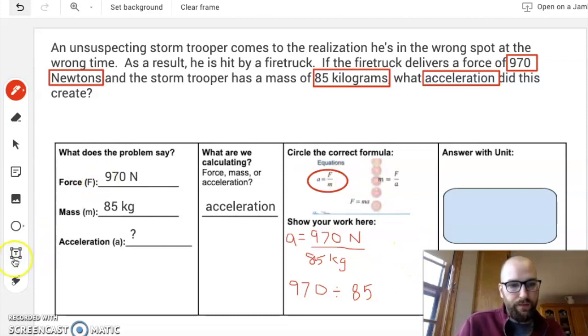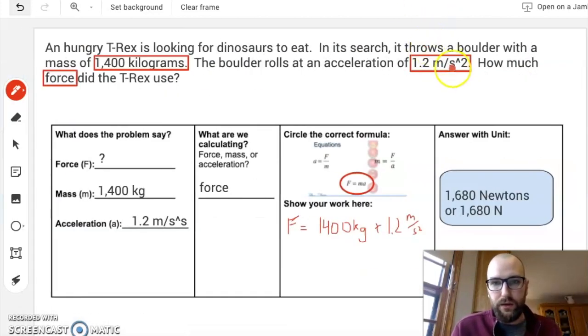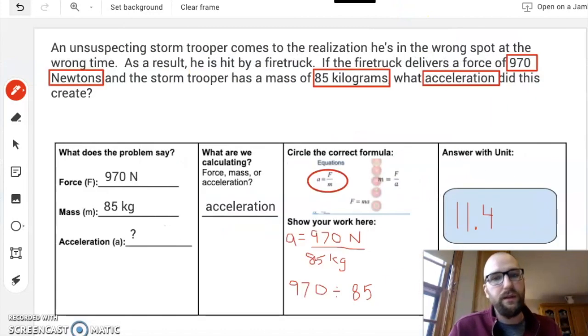11.4. So my answer, 11.4 units. What are the units again for acceleration? Well, if I don't remember, I can always go back, because the last question talked about it, and my acceleration's units were meters per second squared here. We're going to use the same units this time too, so I'm going to write down meters per second squared.